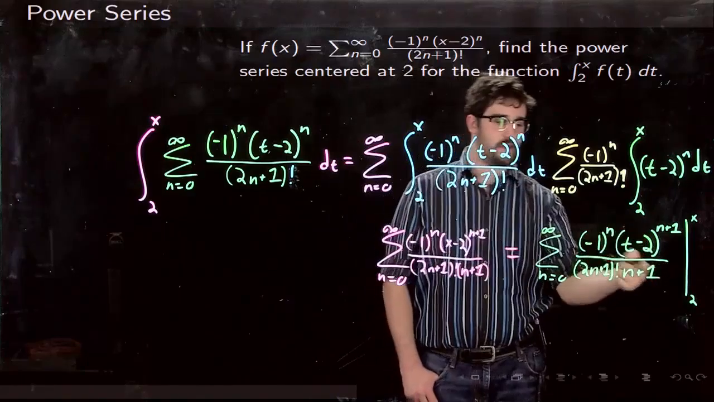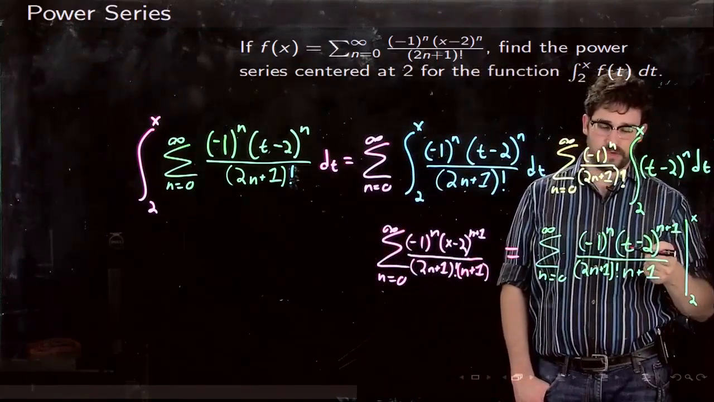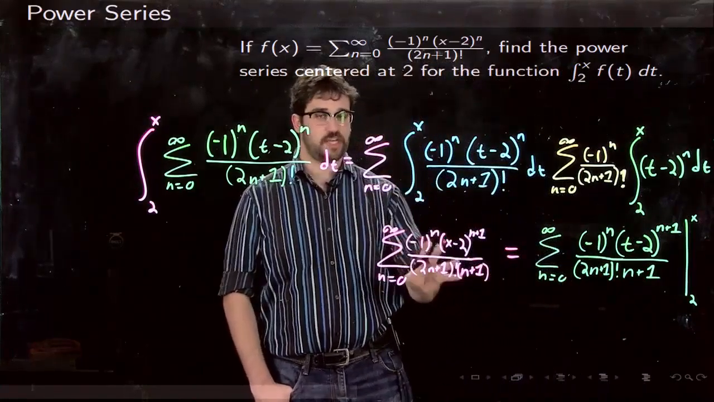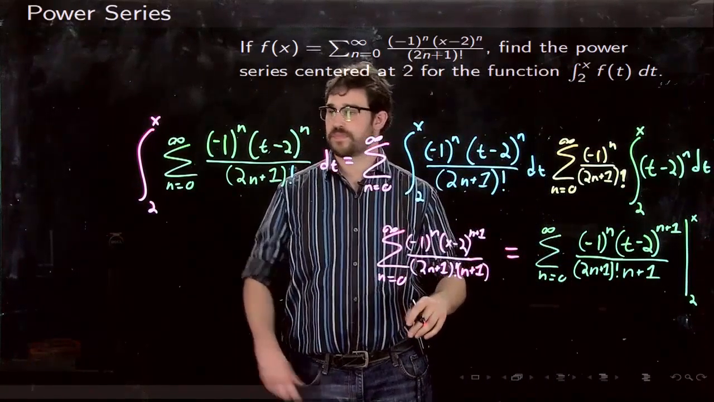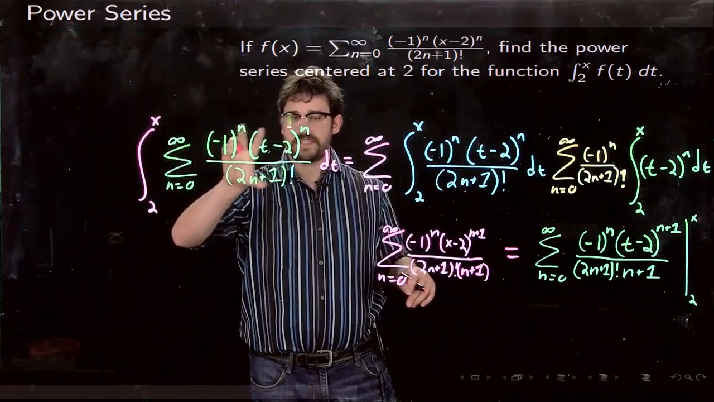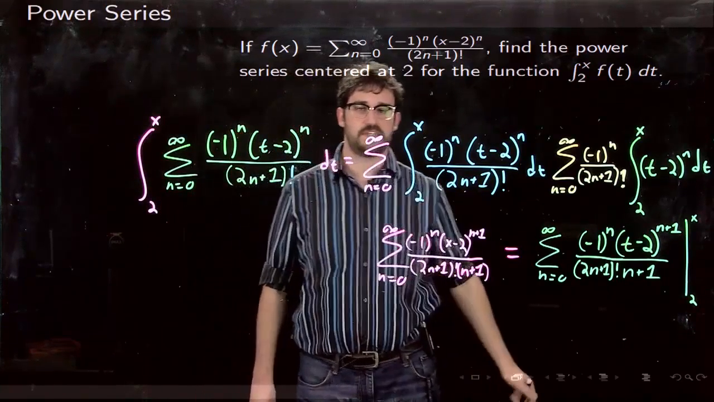And then when we plug 2 in, we get a 2 minus 2, which is 0. So this whole term disappears. And this is just the function that remains. So the definite integral of this power series is going to be this power series.